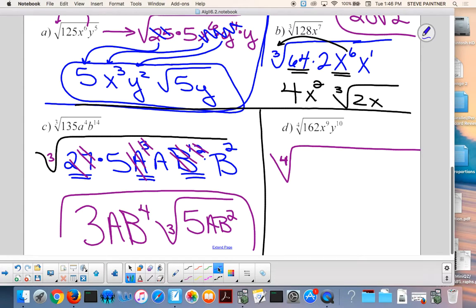162 is not a perfect 4th power, but there are perfect 4th powers that go into it. Which one? 81. 81 went into 162 how many times? Twice. 9 is not the greatest power, so we'll just change x to the 9th to x to the 8th times x. How about y to the 10th? Just drop down to 8 because 8 is divisible by 4, times y squared. But you get all that in there, it's pretty simple. Take this out.